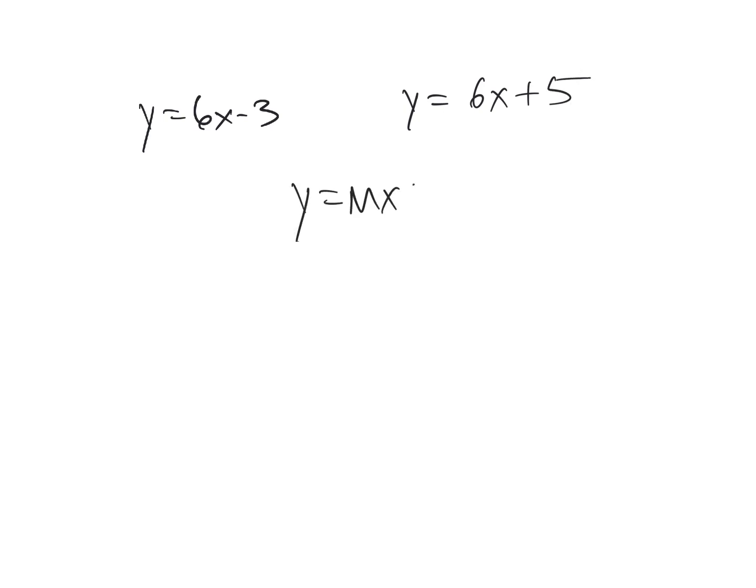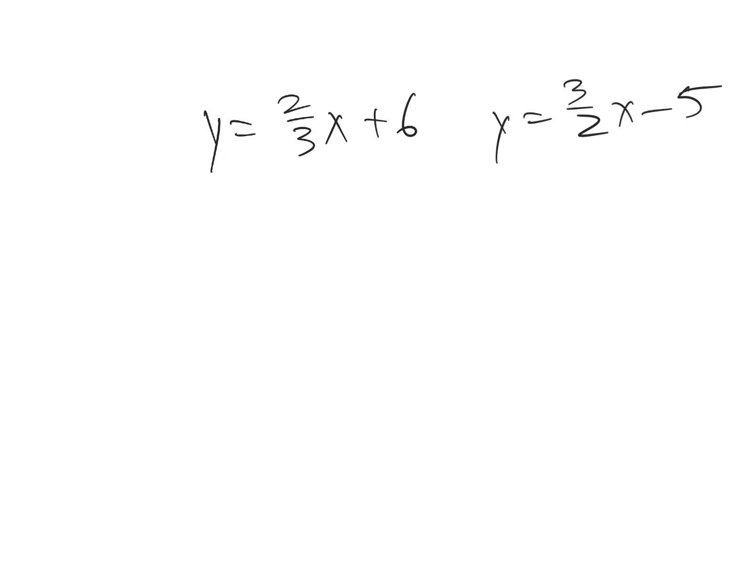Y equals mx plus b. You're looking for the slope. Since y is solved for in both of those, they're both in slope-intercept form. So the slope is 6. So these are parallel. All right.